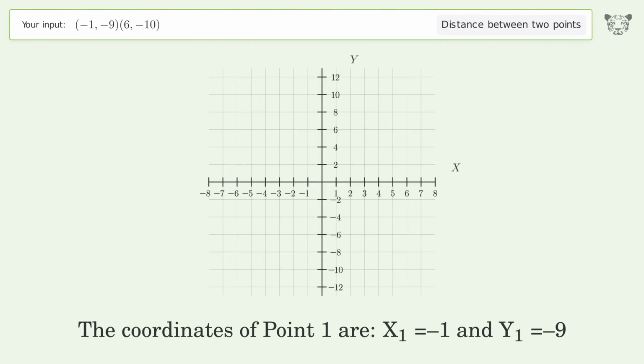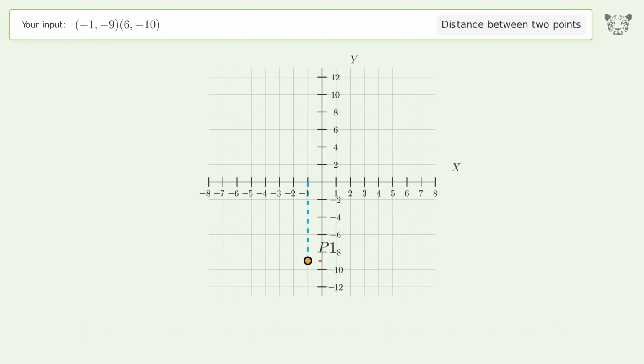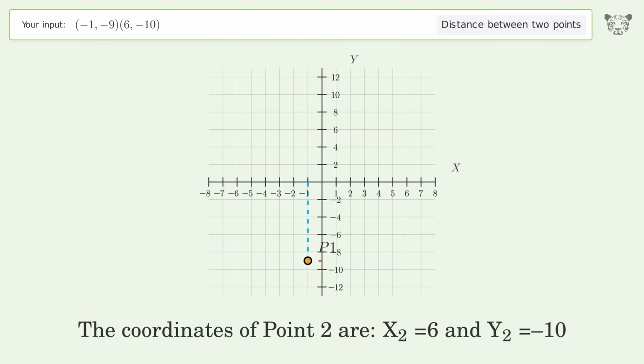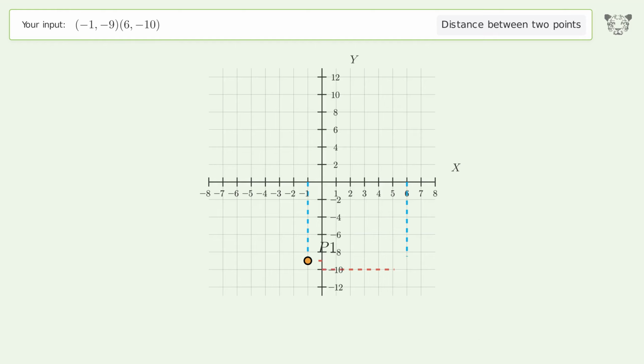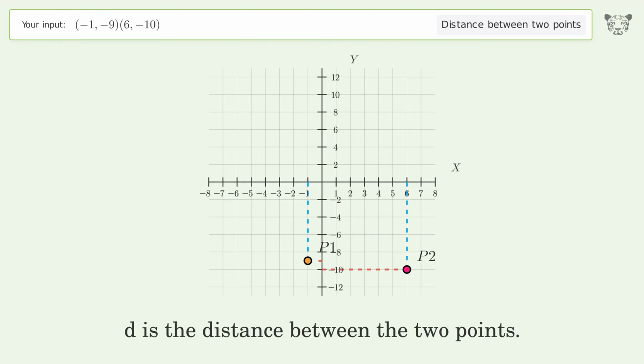The coordinates of point 1 are x1 equals -1 and y1 equals -9. The coordinates of point 2 are x2 equals 6 and y2 equals -10. D is the distance between the 2 points.